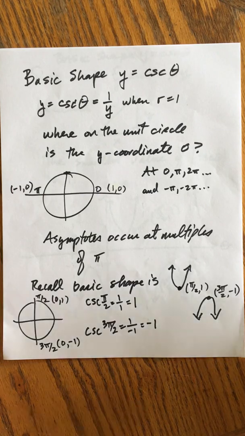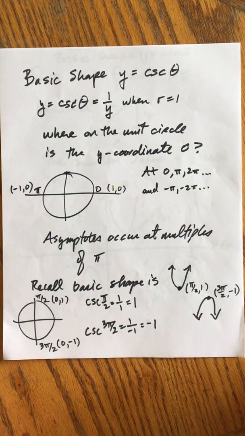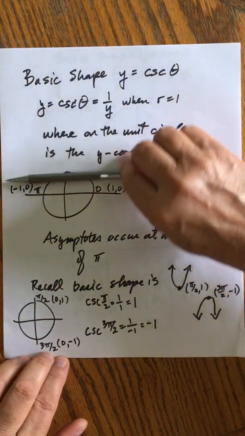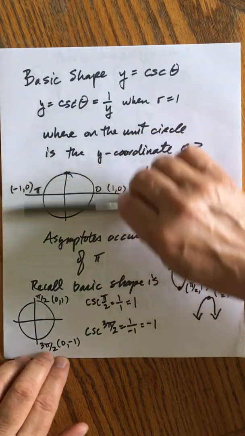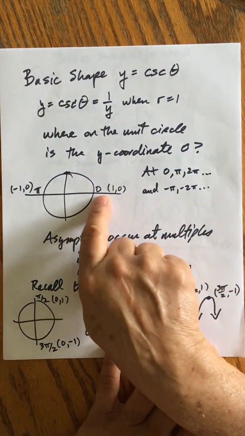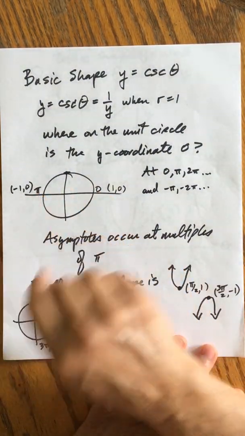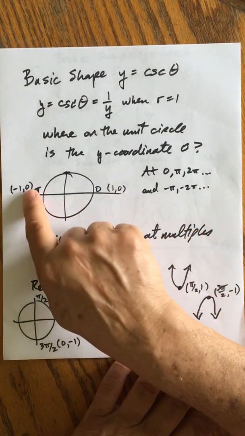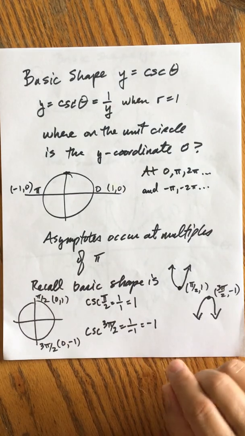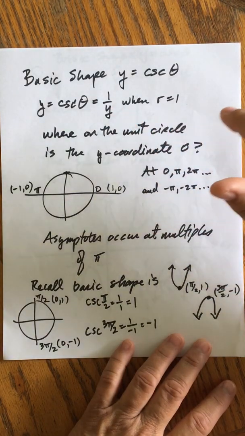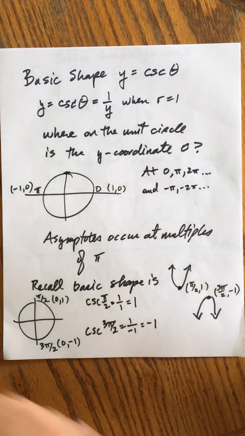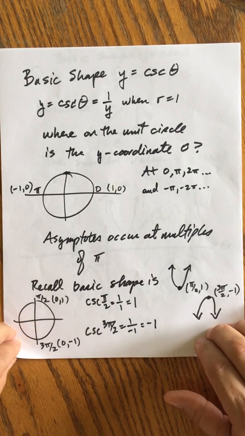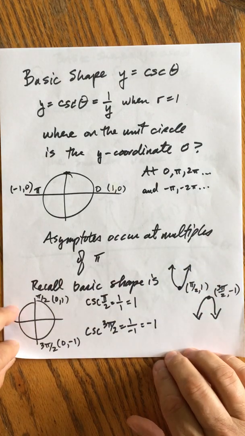So you'd have to ask yourself, well, when can the y coordinate be 0? So of course we're talking about this. In this case, the y coordinate is the vertical movement, and so at 0, at pi, at 2 pi, and then going the other way at negative pi, negative 2 pi, and so on, you can see that the y coordinates are 0. So if you're going to evaluate cosecant at those angles, you're going to have an undefined value or asymptote there. Okay, so basically asymptotes occur at all multiples of pi.